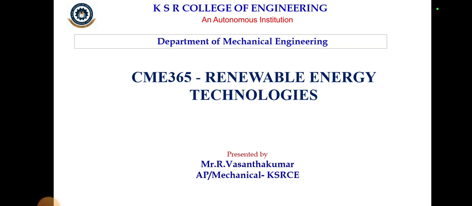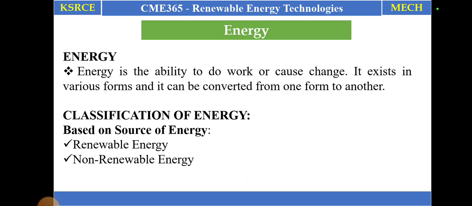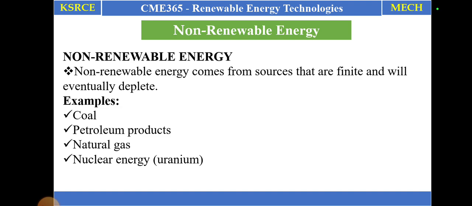Now we are going to see about basics of renewable energy technologies. First of all, going to see about energy. Energy is the ability to do work or cause change. It exists in various forms and it can be converted from one form to another form. There are two types of energy based on the source of energy. First one is renewable energy, another one is non-renewable energy.